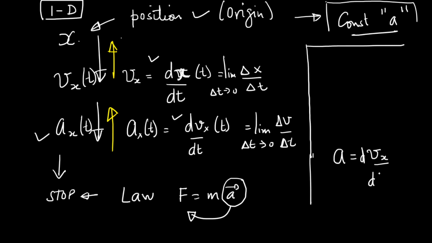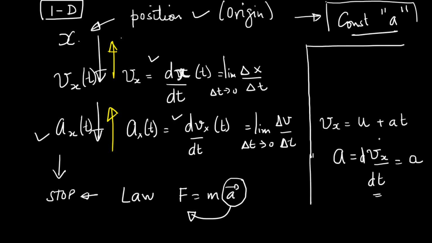Okay, so basically you're saying that this quantity here is constant. I'm just calling it A. It's a constant. Now, what you realize in this particular case, it's very easy to guess that V is equal to U plus AT.